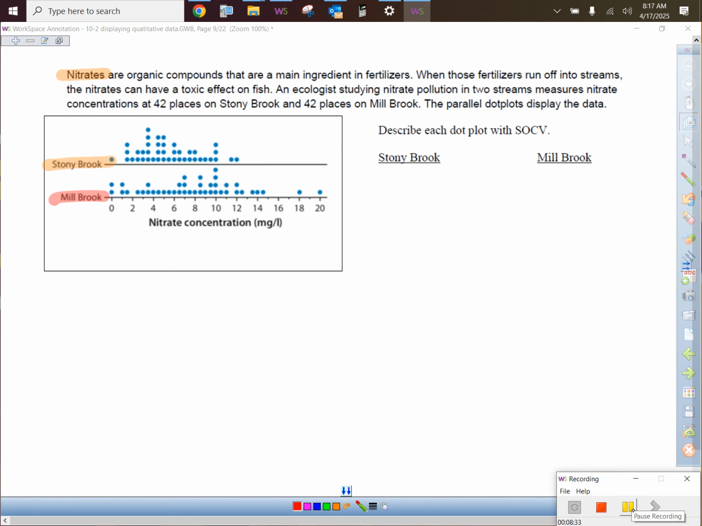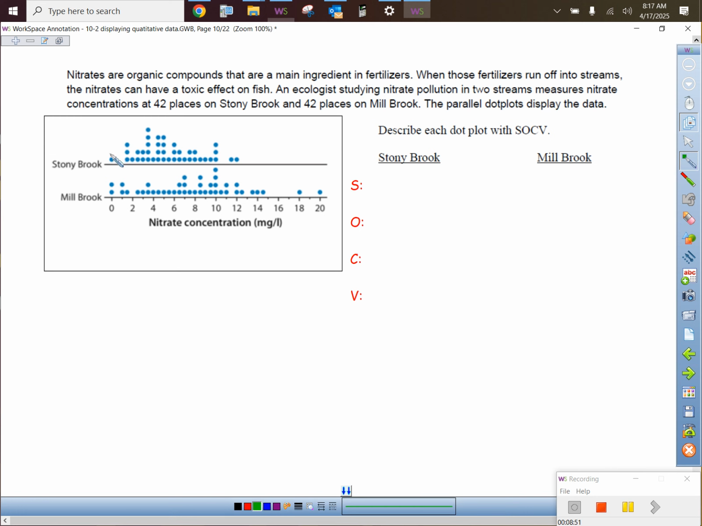Describe each one of these guys with SOCV. So let's do this down the side. Let's put an S. Give yourself space to write a little bit. O, C, and V. S stands for the shape. Let's get good at this, man. It's going to take a little bit, but by the end of the assignment, we'll be okay.